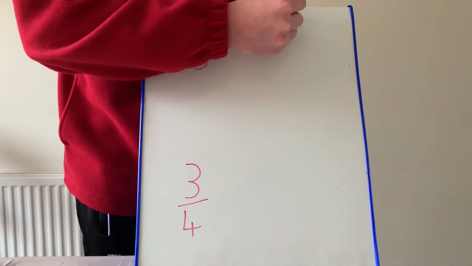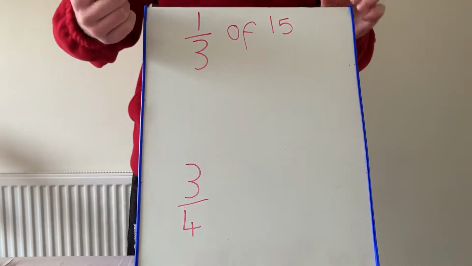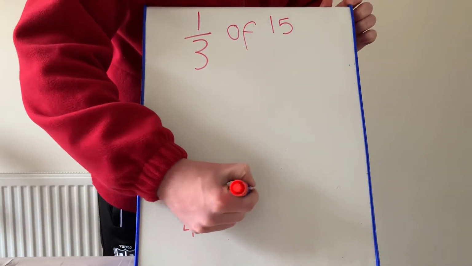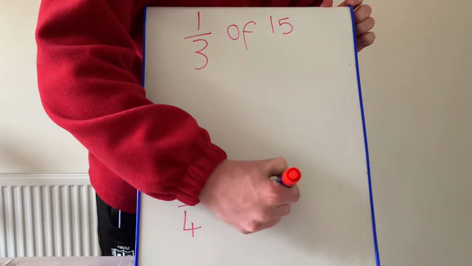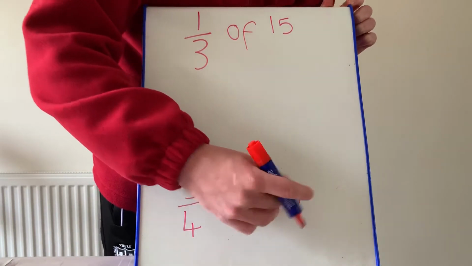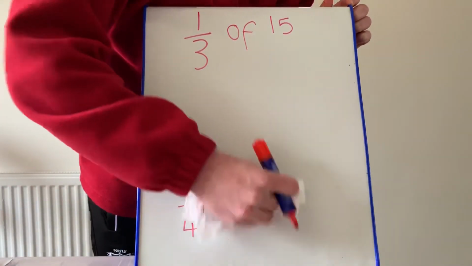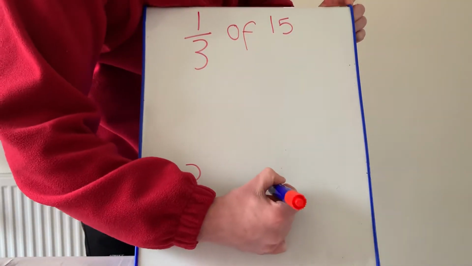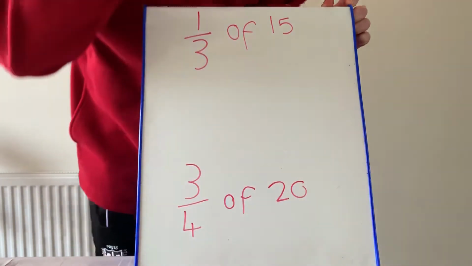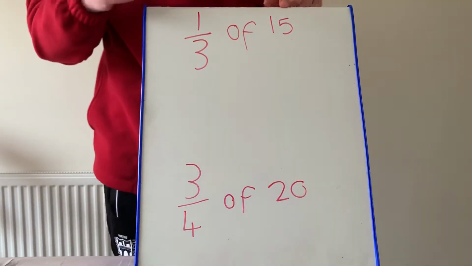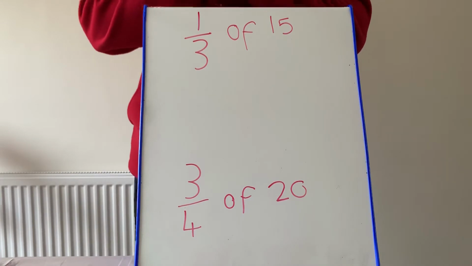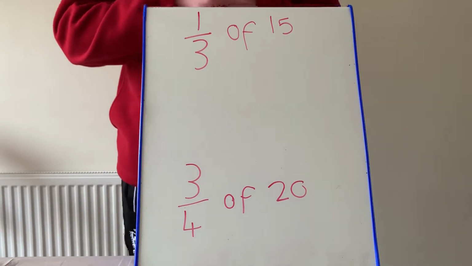Okay? So we're going to find 1/3 of, we've done a lot of 12 today, haven't we? So we'll do 1/3 of 15. And we'll do 3/4 of 20. Oh dear, don't know what happened there. It's really difficult writing upside down. So 1/3 of 15. Have a go at these by yourselves. I'll give you a few seconds to pause the video.